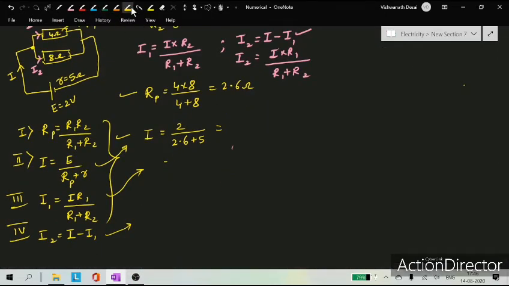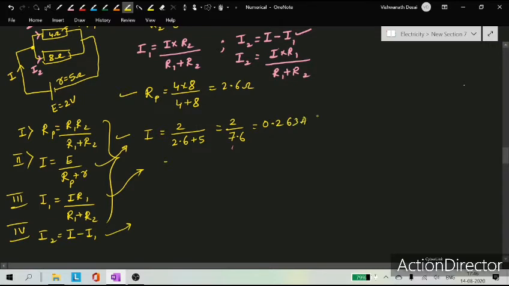Okay, the value we are going to get is 7.6. So if you calculate it, the value you are going to get is 0.263 amps. Once after getting the value of main current, the value of branch current I1 can be calculated by using this formula. I1 is equal to I into R2.